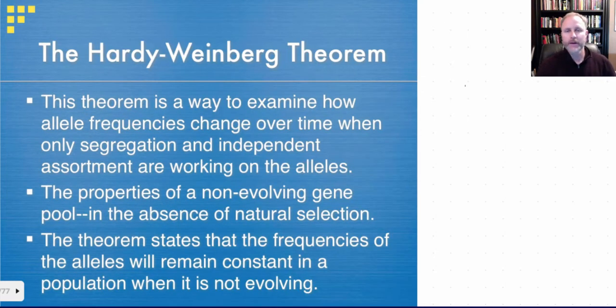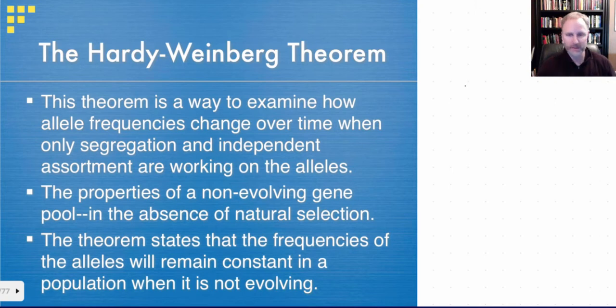So when we learned about the Hardy-Weinberg theorem a while back, what we were basically saying is this is a way for us to look at allele frequencies and see if they're going to change over time. The key thing to keep in mind is that this is when independent assortment and segregation alone are working. In other words, none of those other five things we talked about in class were working on the alleles. Those two things alone apply to a non-evolving population, so there's no natural selection, no evolution occurring. Then the allele frequencies would remain the same.